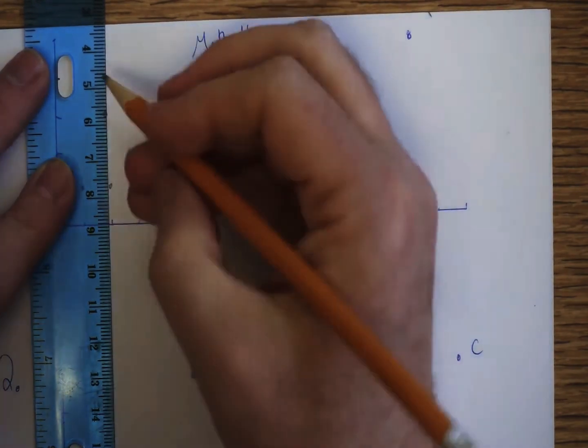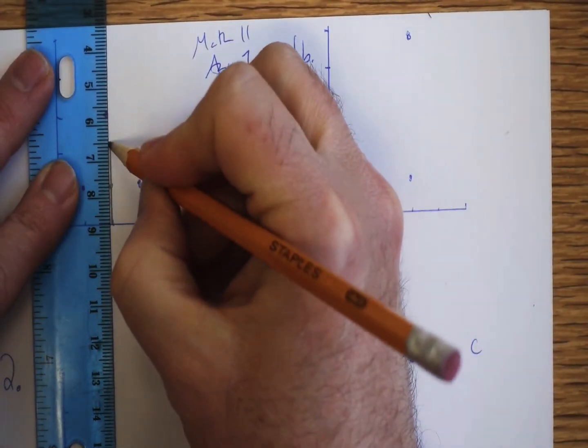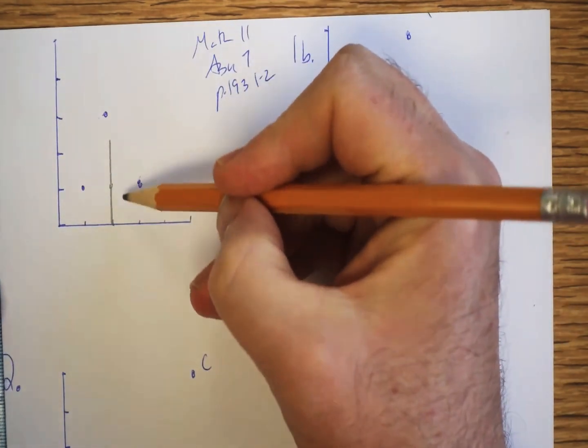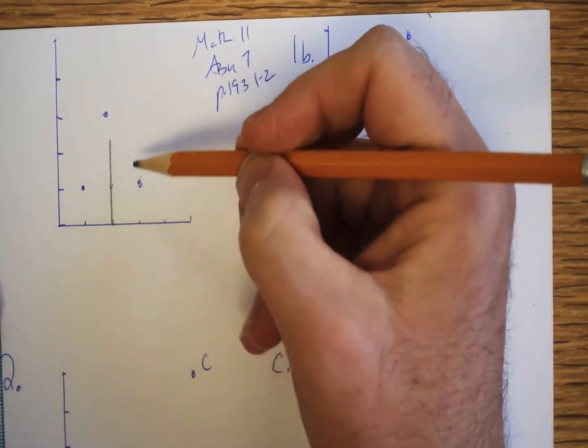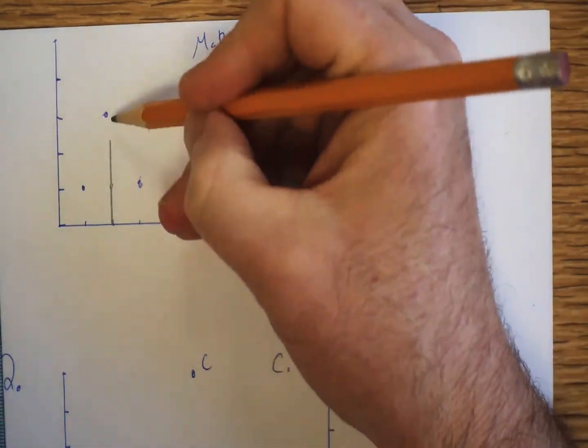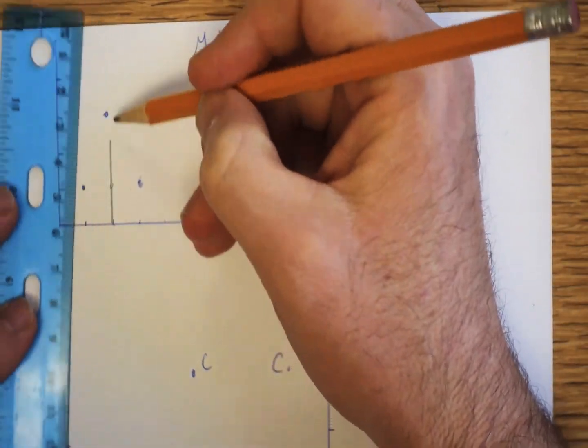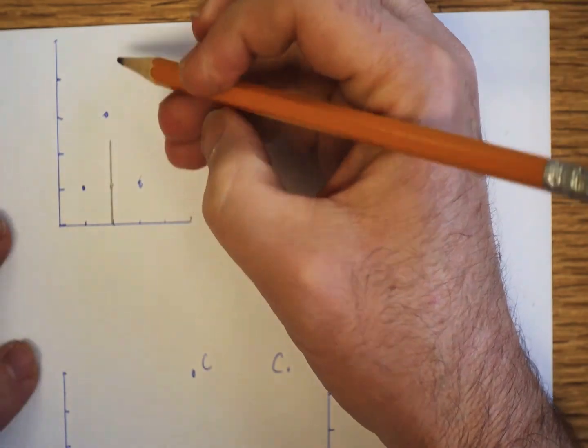Anywhere along a line here, on this side of the line is closer to here, on this side of the line is closer to here. So that's it. And I could extend this all the way through, but I'm just going to go to there.